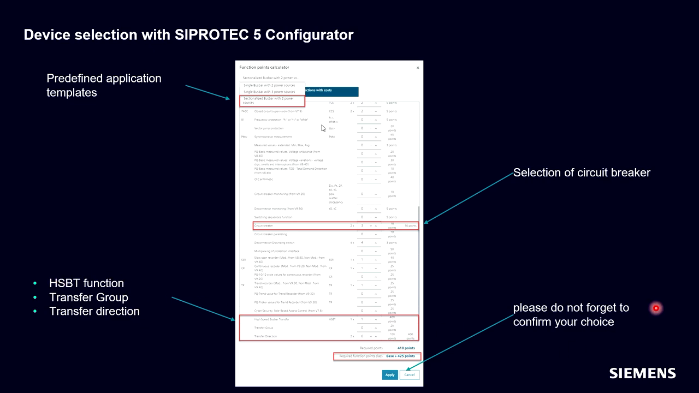In the end, please do not forget to confirm your choice. Otherwise, you order a device with fewer function points. But don't worry, you can order function points via the function point manager afterwards.